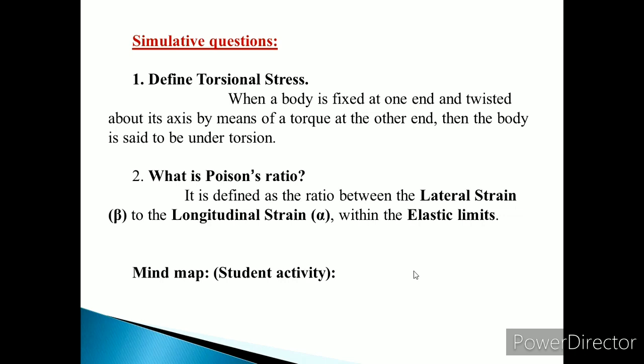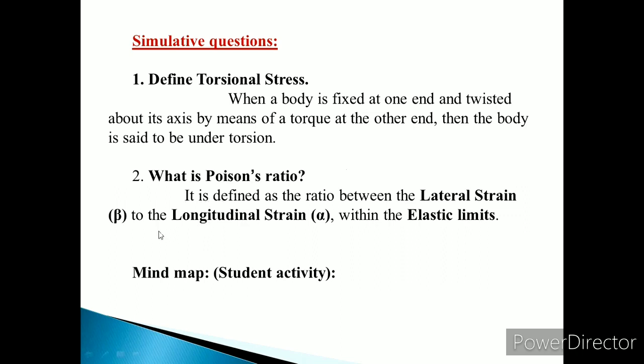That is already discussed. When a body is fixed at one end and twisted about an axis with the help of torque at the other end, then the body is said to be under torsion. We already have a simple animated diagram, go through it. Next one is Poisson's ratio. It is defined as the ratio between lateral strain to the longitudinal strain produced within the elastic limit. Okay, this is the simple Poisson's ratio.